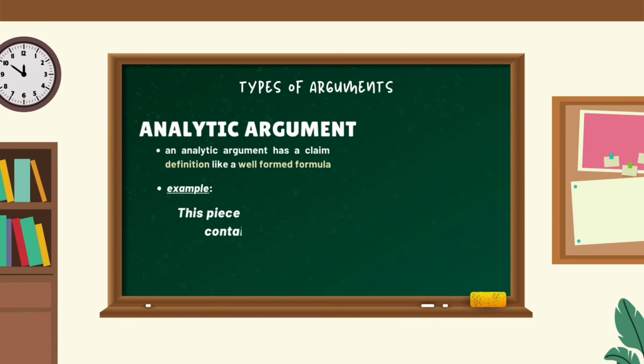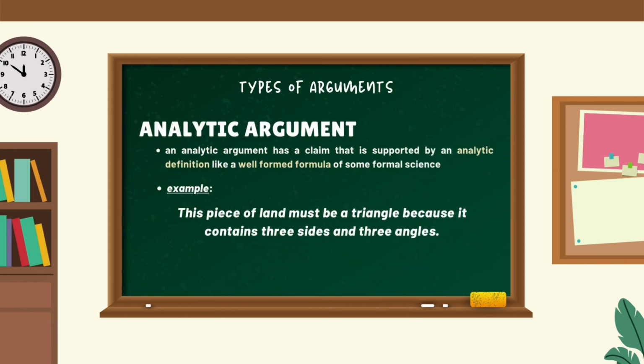Moving on, we have the analytic argument. It is said that an analytic argument has a claim that is supported by an analytic definition, like a well-formed formula of some formal science. Example statement: this piece of land must be a triangle because it contains 3 sides and 3 angles. Yung analytic definition dito ay, all triangles have 3 sides and 3 angles.